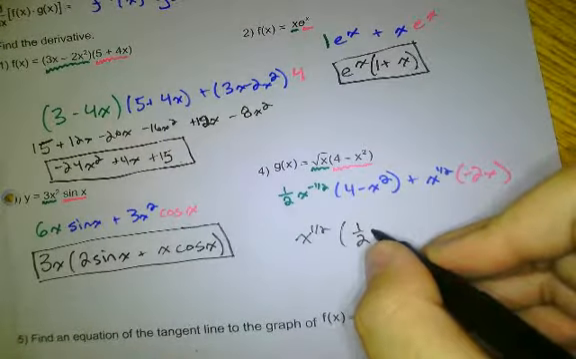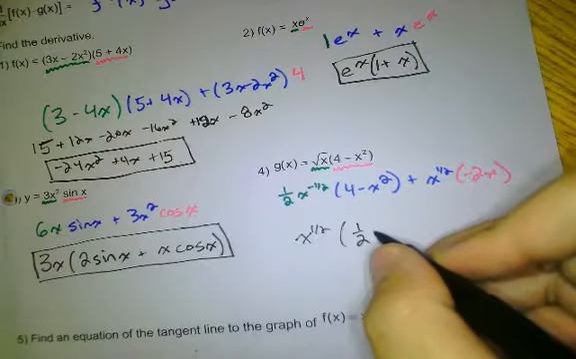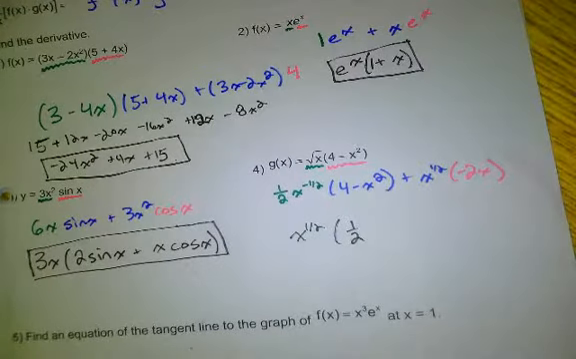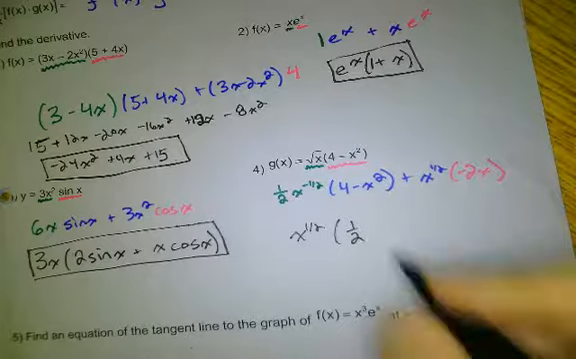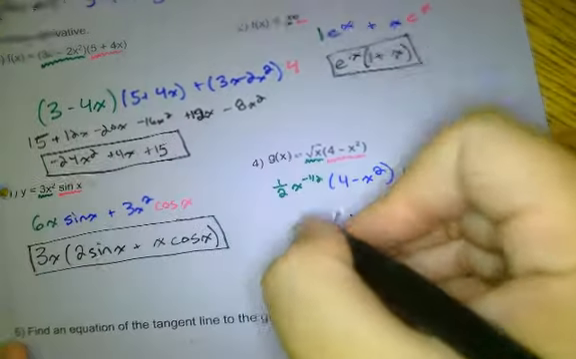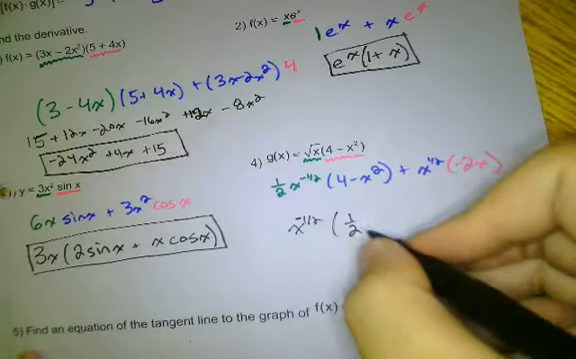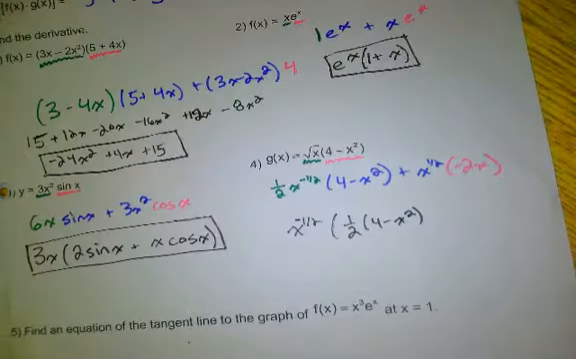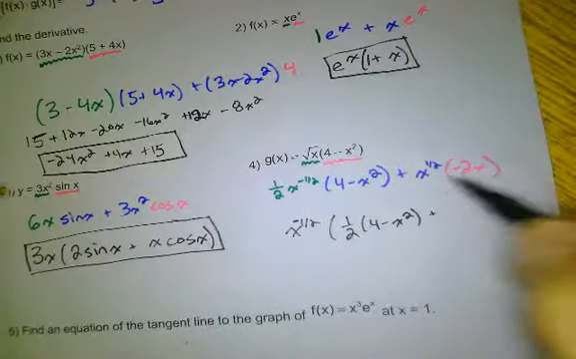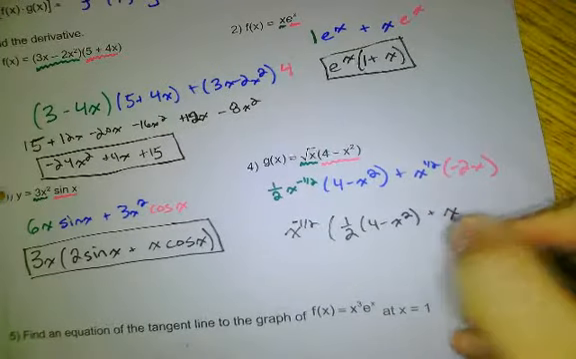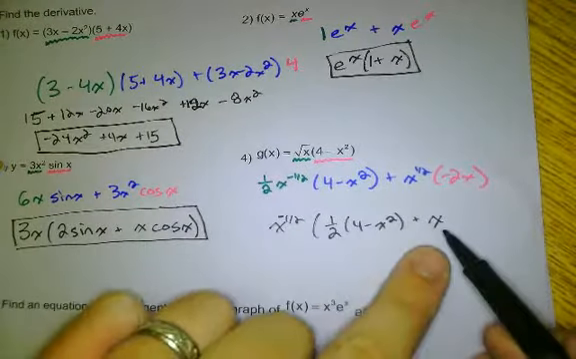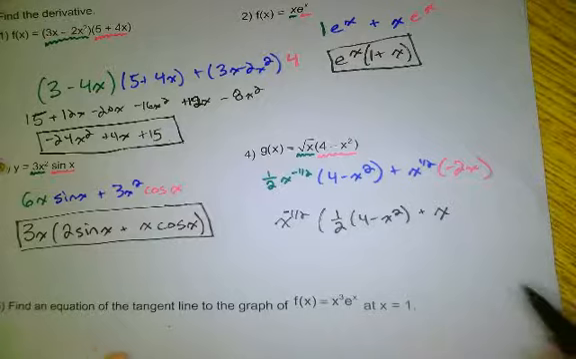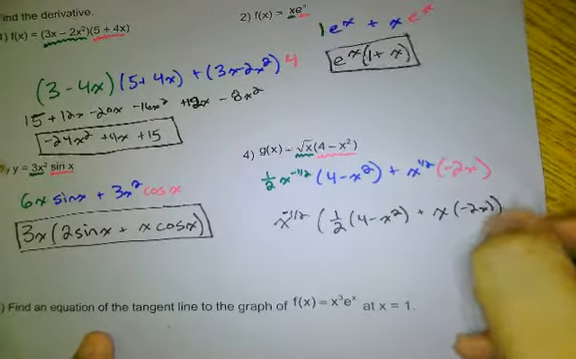Can we verify this, or am I just making this math up? No, this becomes an x to the negative 1, right? So that's not good. Let's take out an x to the negative 1/2. So this becomes 1/2 times 4 minus x squared, which I can simplify. This becomes an x. And I can verify that, because x to the negative 1/2 times x is x to the 1/2. So I can verify that. And then this is negative 2x.